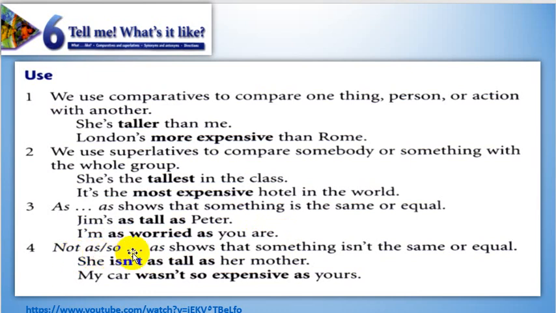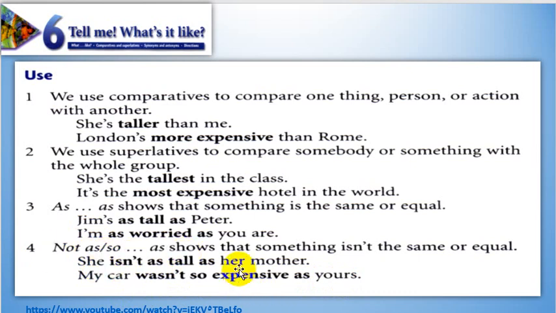Not as or not so as shows that something isn't the same or equal. هنا صيغة النفي, the negative of the first formula. She is not as tall as her mother. هنا أيضا صيغة نفي صيغة المقارنة بين شيئين على نفس المستوى. She is as tall as her mother. عندما أنفيها أقول she isn't as tall as her mother. My car wasn't so expensive as yours. أقدر أستخدم as أو so as, not as, not so as.